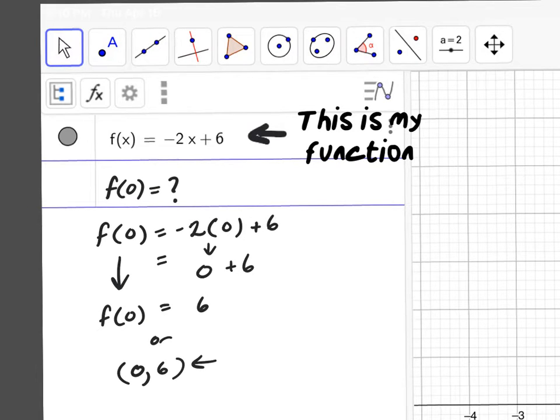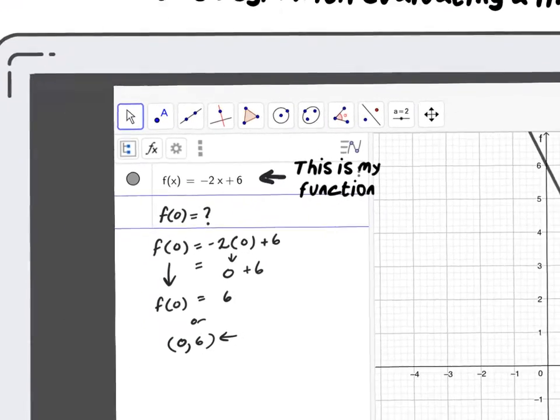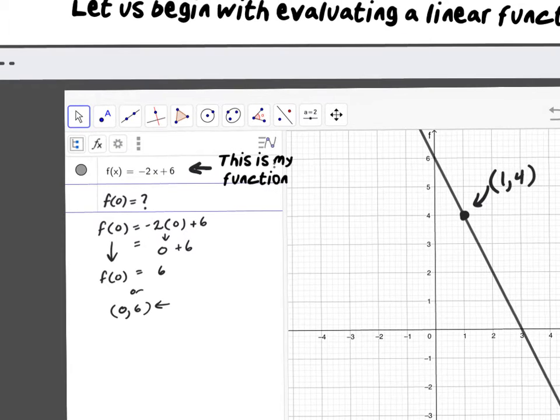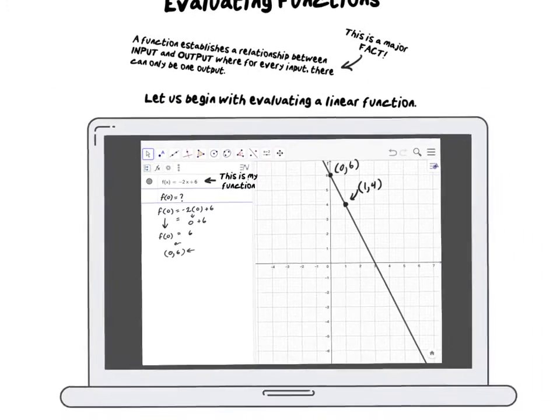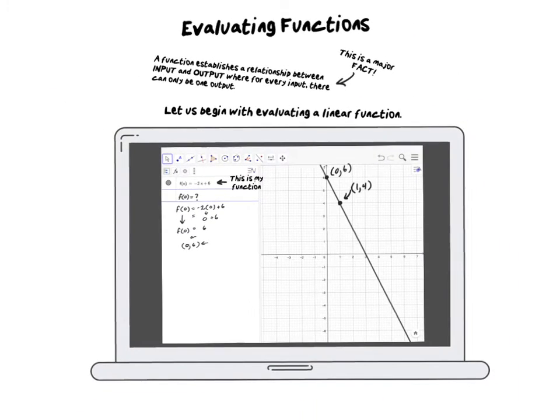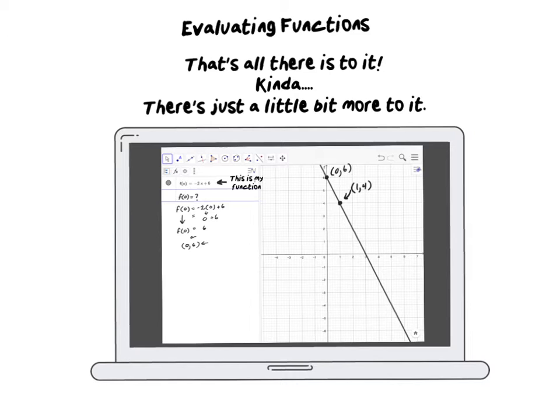And let's see if we can find this on the graph. All right, so let's find my 0 and 6. 0 is my input, go all the way up, 6. There it is, 0, 6. So that's all there is to it, kind of.